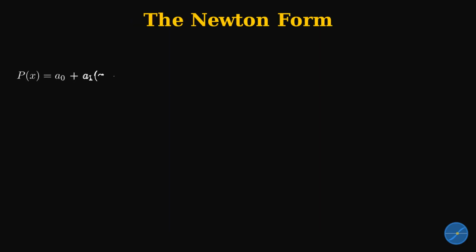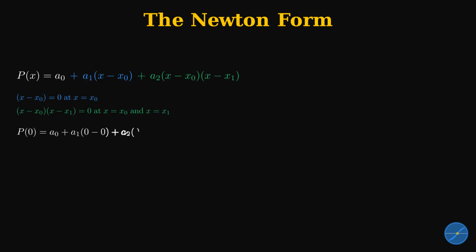Watch the shape I'm going to use. It looks strange at first. Each new term carries one more factor, and each factor is 0 at an earlier point. That's the whole idea. Let's find the numbers. Put in the first point x equals 0. Every term with a factor of x minus 0 dies. So a0 is just the first value, 2.